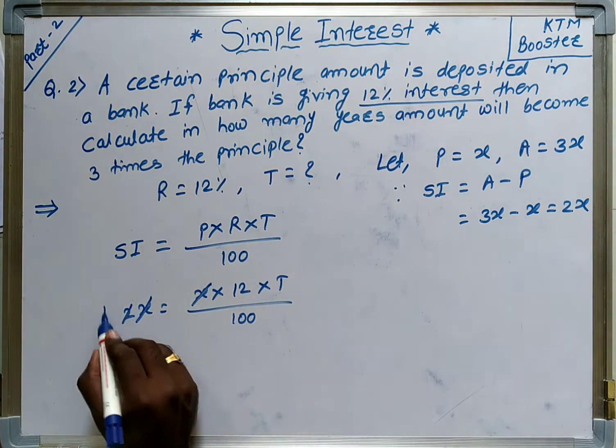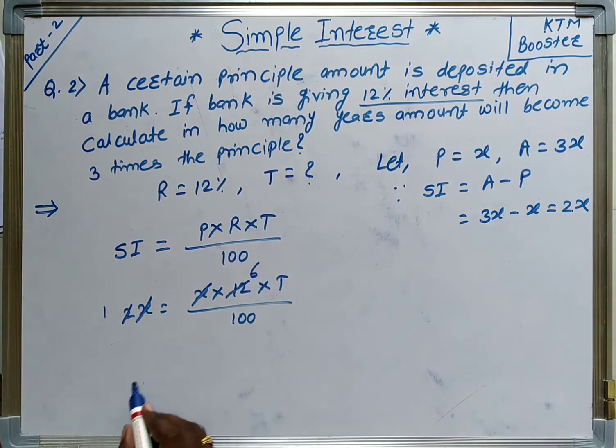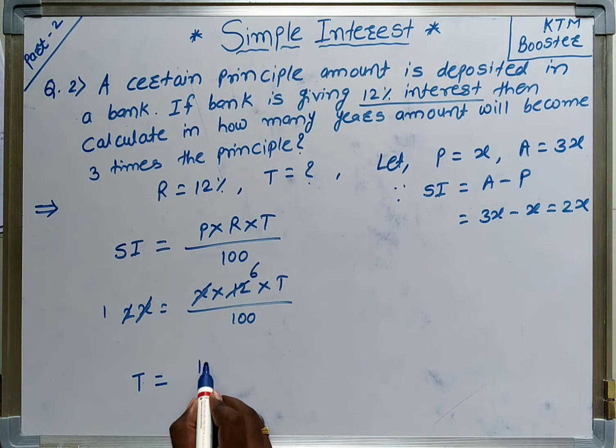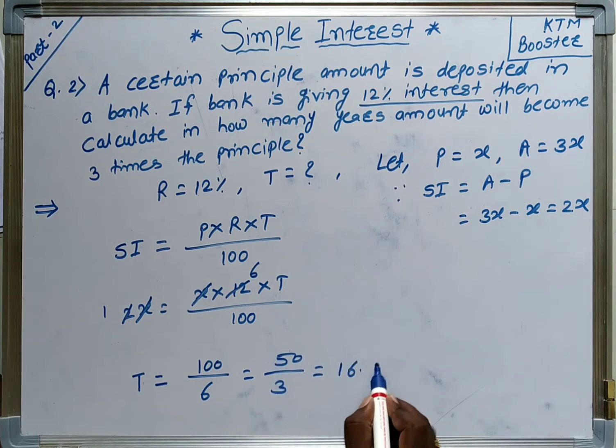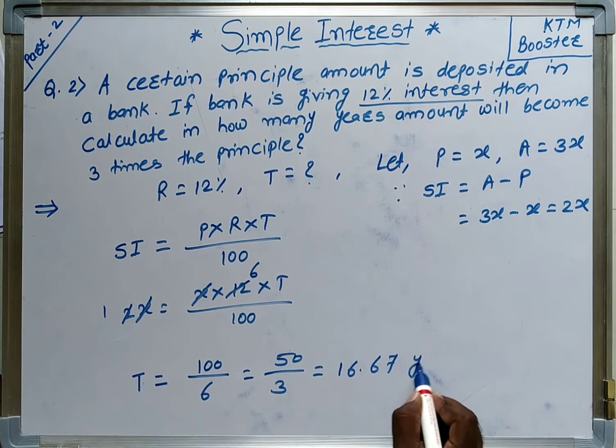Okay, now 2 ones are 2, 6 twos are 12, right? So T is equal to what? That is 100 divided by 6, that is 50 upon 3. So we will calculate this. We will get 16.67 years. We can write it as 16 2 by 3 years.